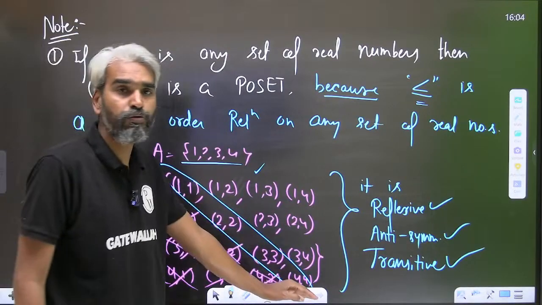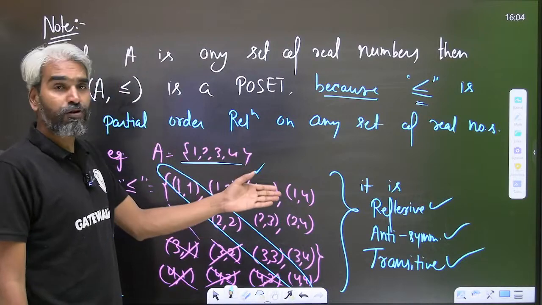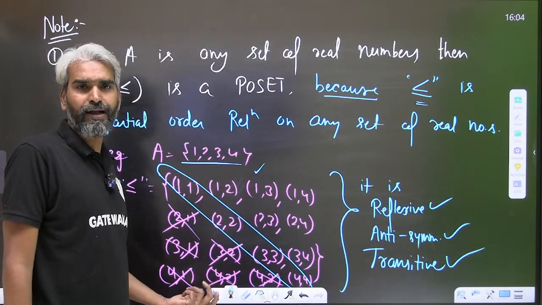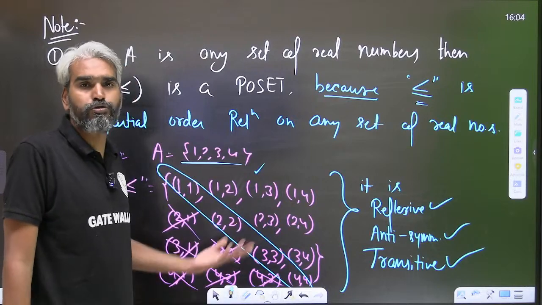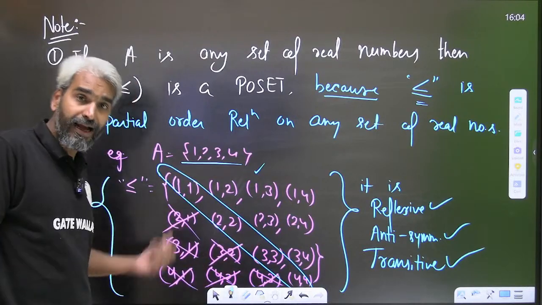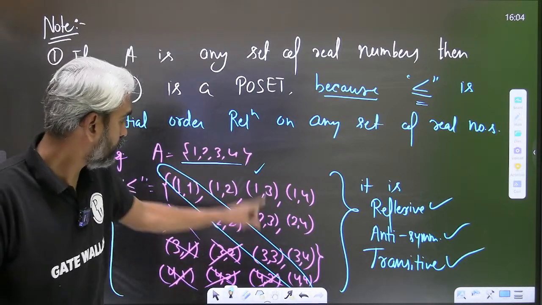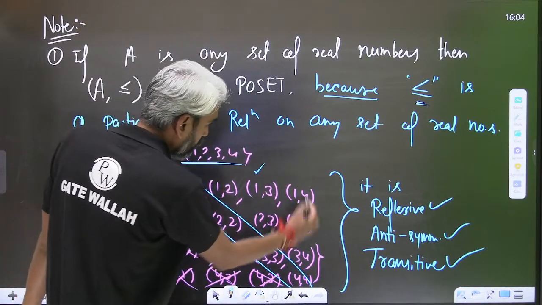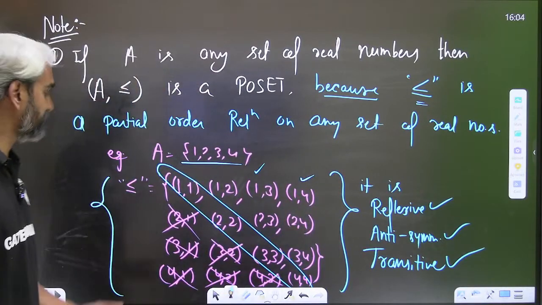It will be reflexive. It will be antisymmetric, since elements are present only from the upper triangle or the lower triangle, so it will be antisymmetric obviously. And it is transitive: 1 to 2 and 2 to 3, therefore 1 to 3 is also present. Similarly, 1 to 2 and 2 to 4, so 1 to 4 is also present, etc.